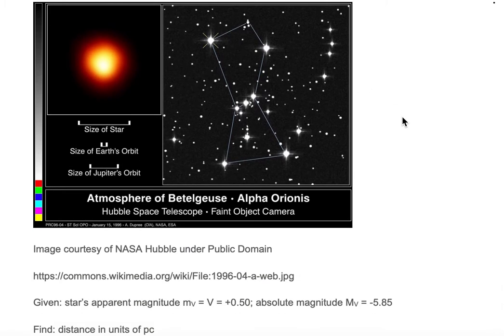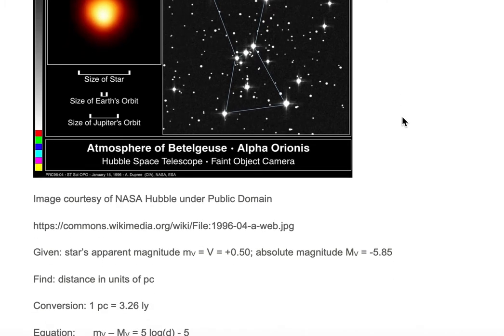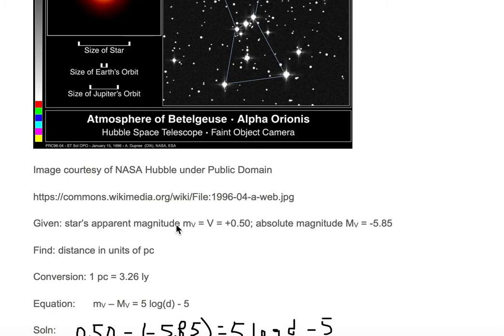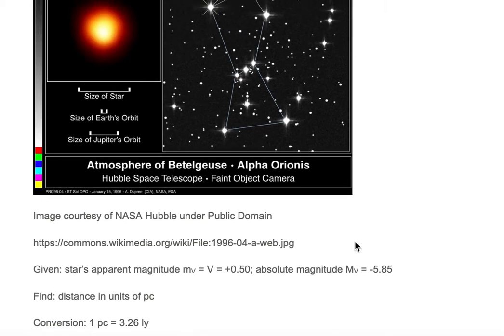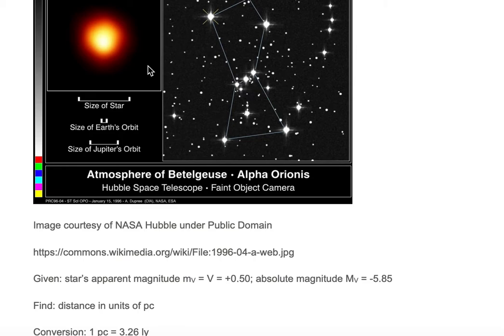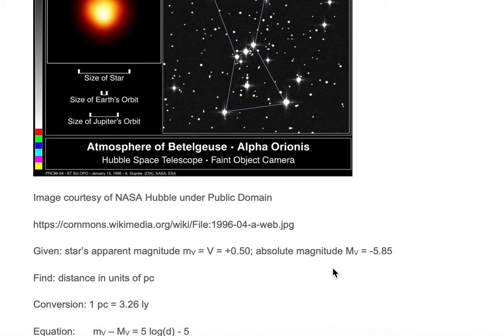This image is courtesy of Hubble, under the NASA Hubble telescope, and it is under public domain. We're given Betelgeuse's apparent magnitude, small m sub v, which is the same thing as capital V, and that is equal to positive 0.50. The absolute magnitude of Betelgeuse is capital M sub v, and that is equal to minus 5.85. Since Hubble mainly views in the V band, or the visible band, we put subscripts down for absolute magnitude and for apparent magnitude, or we just put in capital V instead of small m sub v for apparent magnitude.